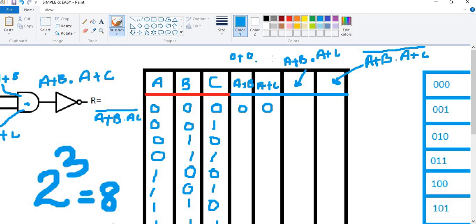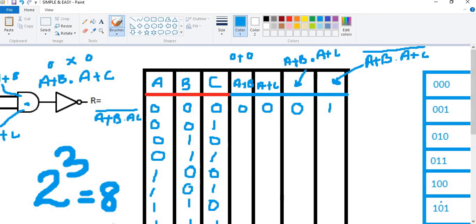When these two are added, 0 plus 0 is multiplied by that, it becomes 0 too. And then the opposite of 0, the NOT of 0, means the output of not (A plus B) dot (A plus C) is 1. I hope you understood that.